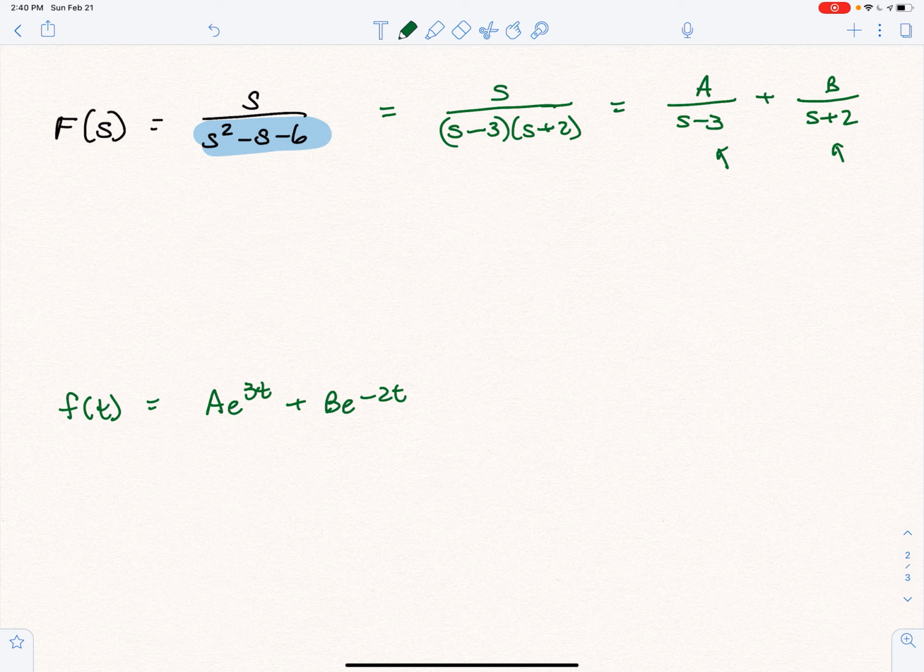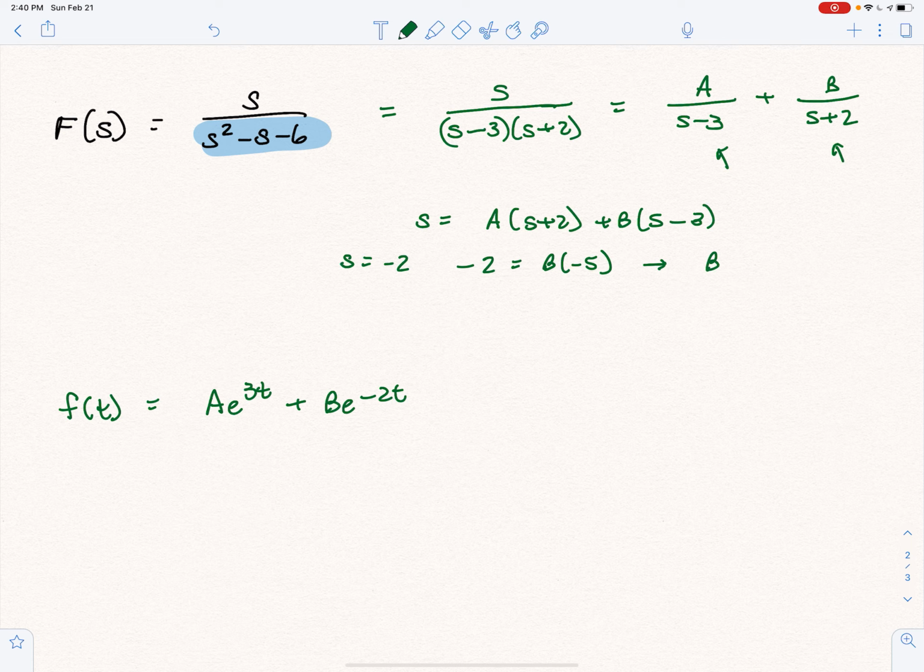Well, remember, this is just basically from calculus. We multiply both sides by the LCD. So we have s equals a times s plus 2 plus b times s minus 3. And this one we can get away with just substituting values of s in order to figure out a and b. So I'm going to plug in s equals negative 2, and that's going to give me negative 2 equals. The a term is going to go away because that's multiplied by 0, and we have b times negative 5, which makes it look like b is equal to 2/5.